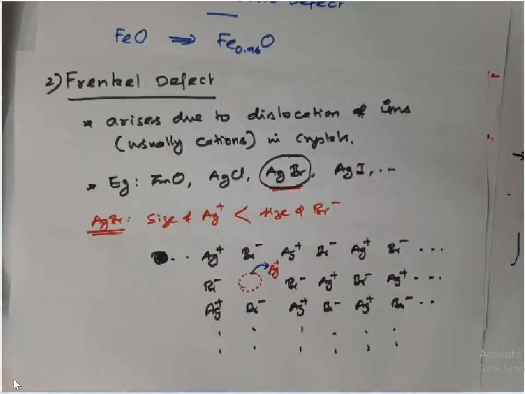What does this indicate? It has both the defects. Yes, Schottky defect and Frenkel defect both exist in silver bromide. Not only in silver bromide, in many crystals both defects exist. But in some crystals, one defect will be dominant compared to the other. So based on that, we say that Schottky defect is more in number, Frenkel defect is less. Silver bromide is a nice example in which both defects exist, right?